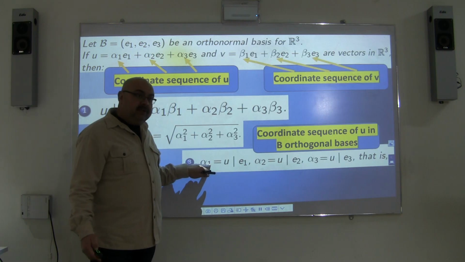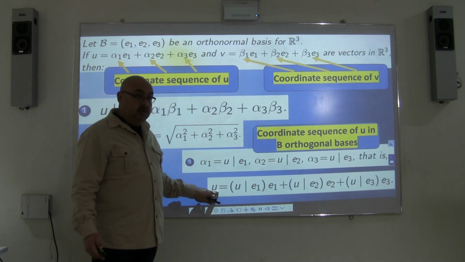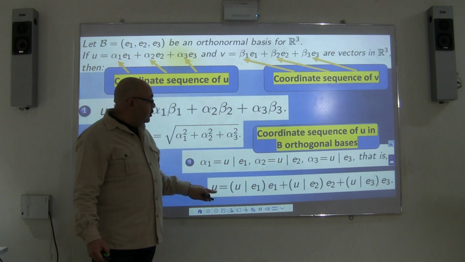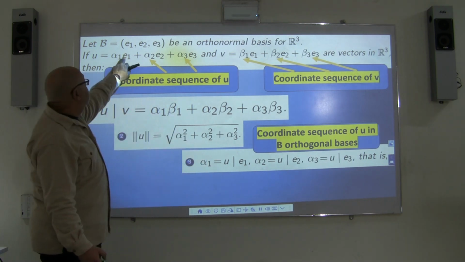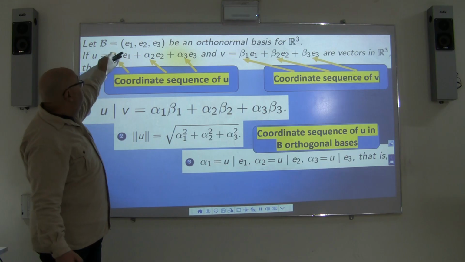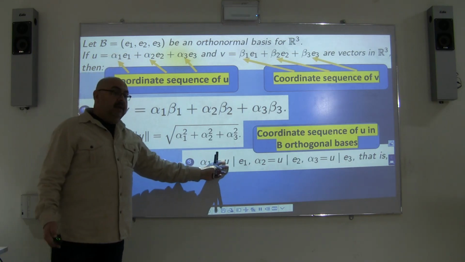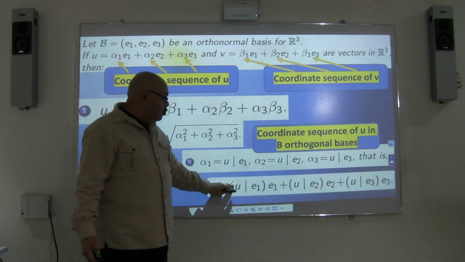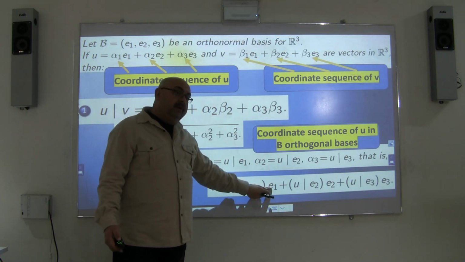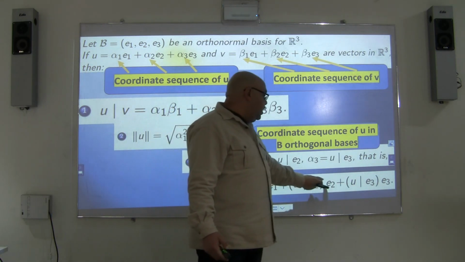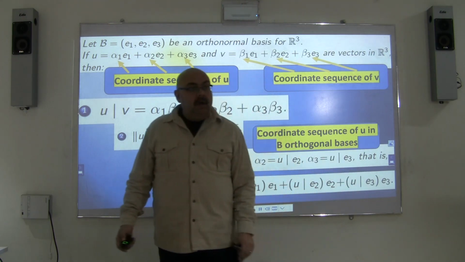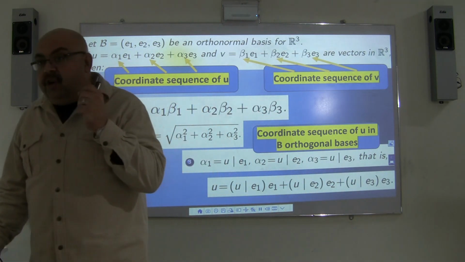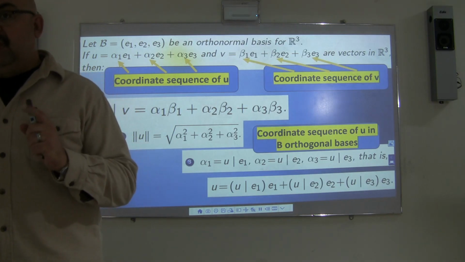Those are the coordinates. Now I can write u once more in terms of the coordinates, which is alpha 1 times... So I will replace alpha 1 by this, which is going to be u dot E1 times E1, plus u dot E2 times E2, plus u dot E3 times E3. Now I'm introducing something that is really very important.